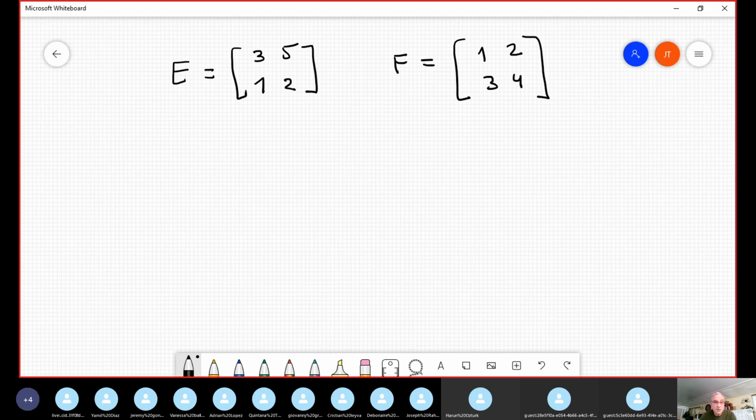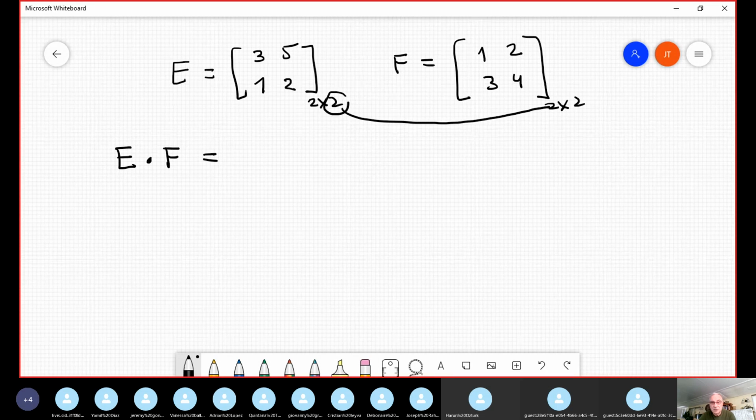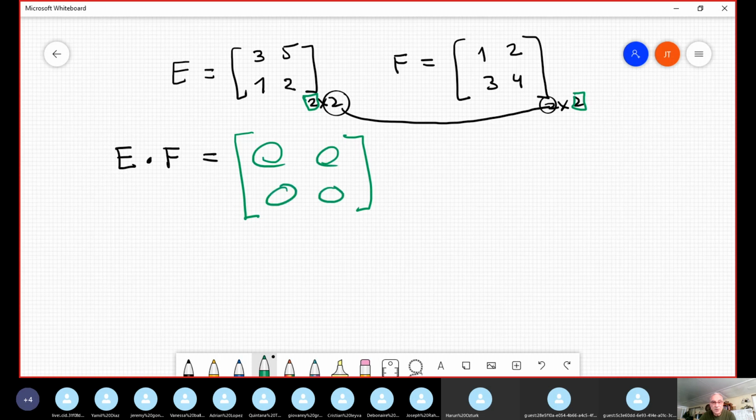Okay, they want to perform this operation: E times F. 2 by 2 times 2 by 2. Perfect, the dimensions match. These two are the same. And the new matrix formed is 2 by 2 also. We expect 2 by 2, with 1, 2, 3, and 4 elements. Let's compute it one by one.